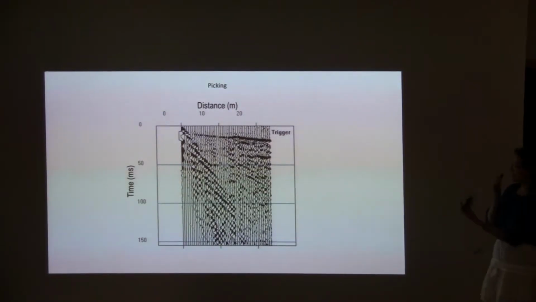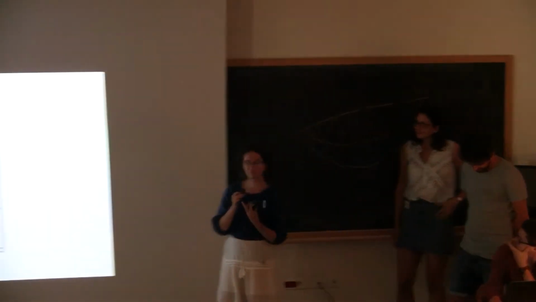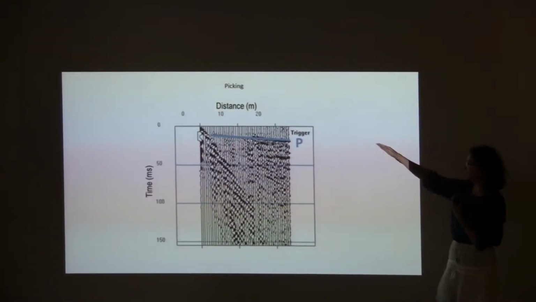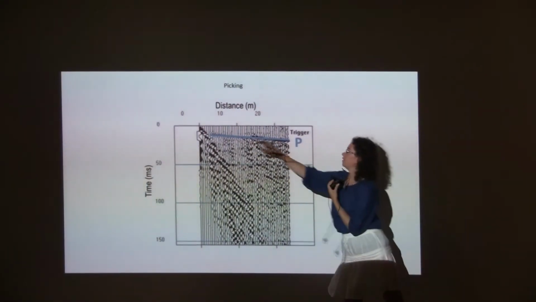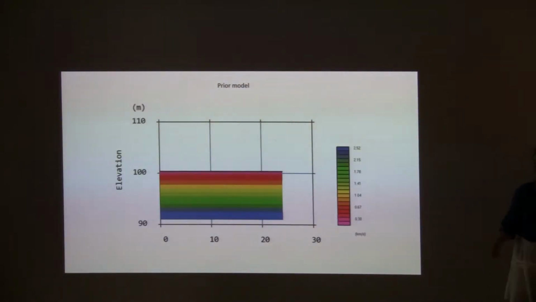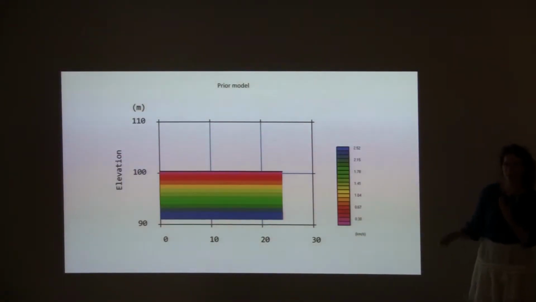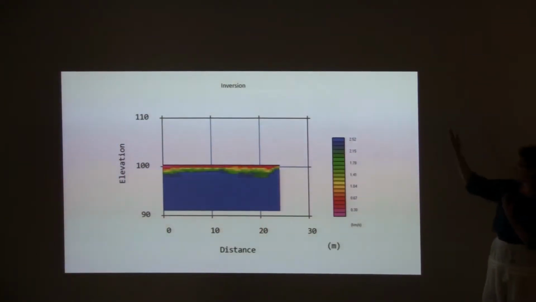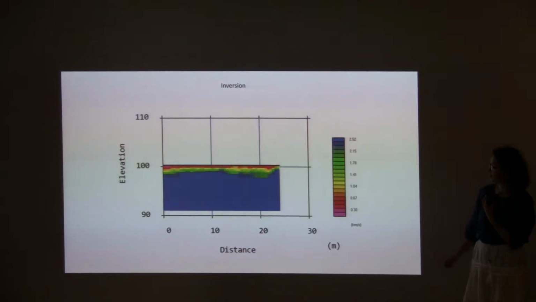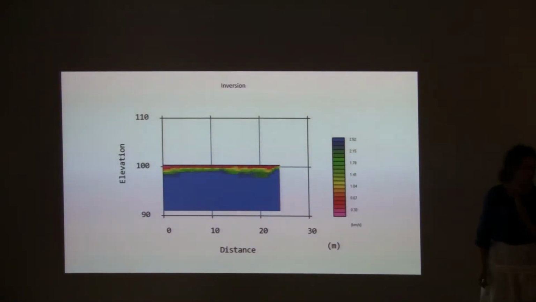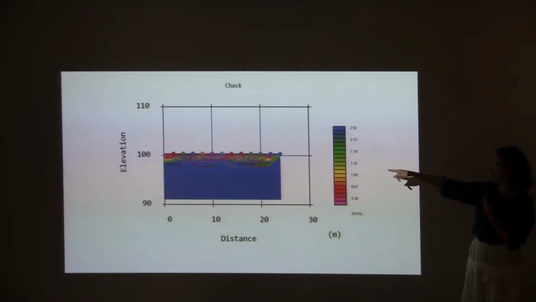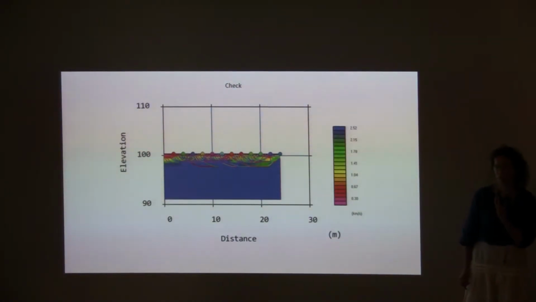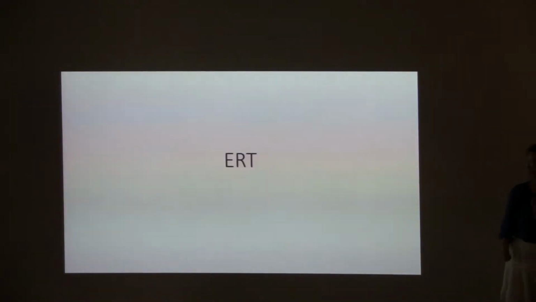So here are the results we can have. We picked each first arrival time, like this line, and then we generated a prior model with a horizontal layer velocity, and with an inversion to match the data we generated a new model. We can also look at the wave paths, which can help to improve the first model. Next, ERT.